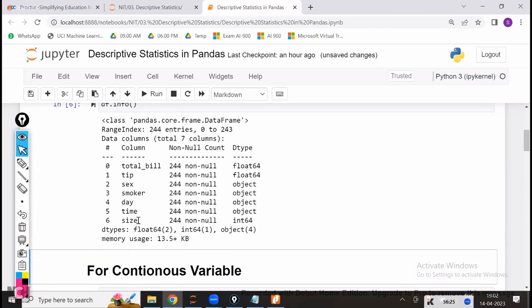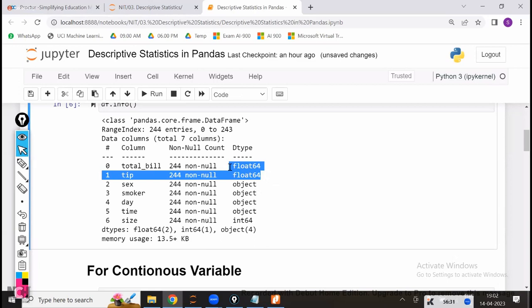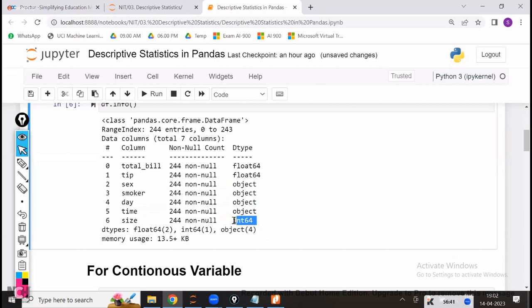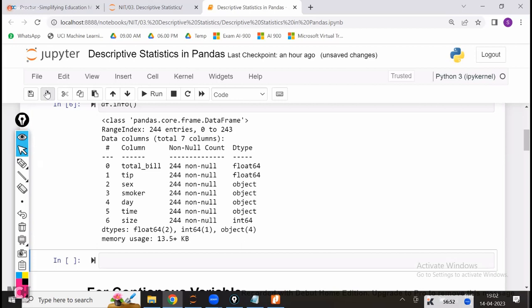Out of these 7 column names, 2 of them are float. Float means continuous variable. Whenever you see float, it is a continuous variable. Object means discrete categorical variable. Whenever an int is there, you have to clearly see the variable name, size. So before understanding the data types, first we have to understand the data.